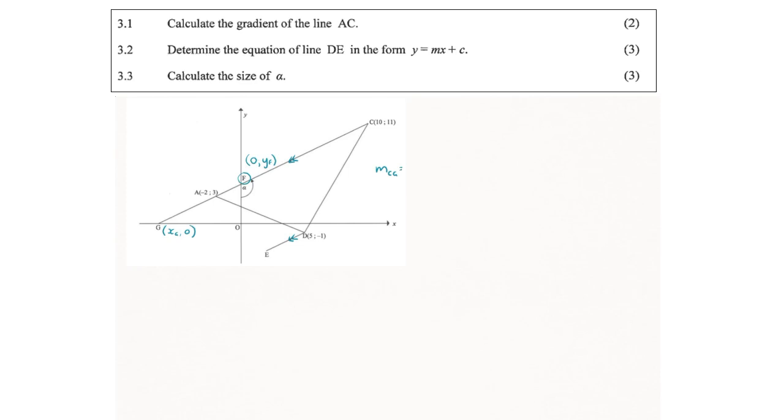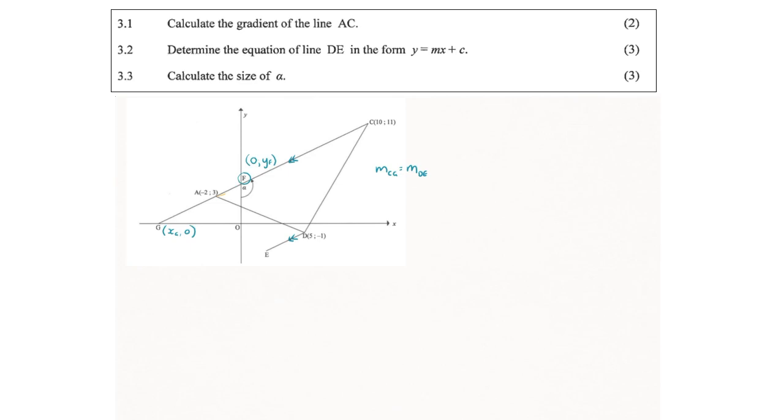So that means CA and DE are parallel. And what do we know of parallel lines? We know the gradients of parallel lines are equal. So the gradient of CG or CA is equal to the gradient of DE. And we might use this later in the question. And then angle CFO is equal to alpha.